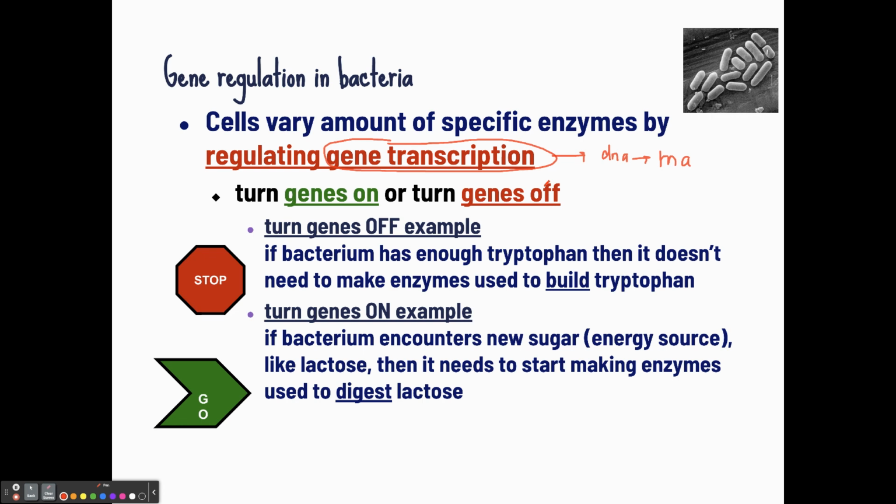If I turn genes off, for example, if the bacteria has enough of this protein called tryptophan, then it doesn't need to make the enzymes used to build tryptophan. So once it has enough, I want to be able to turn the button off. Now if the bacteria encounters a new sugar, like lactose, then it needs to start making the enzyme lactase to digest it. So then I want to turn something on.